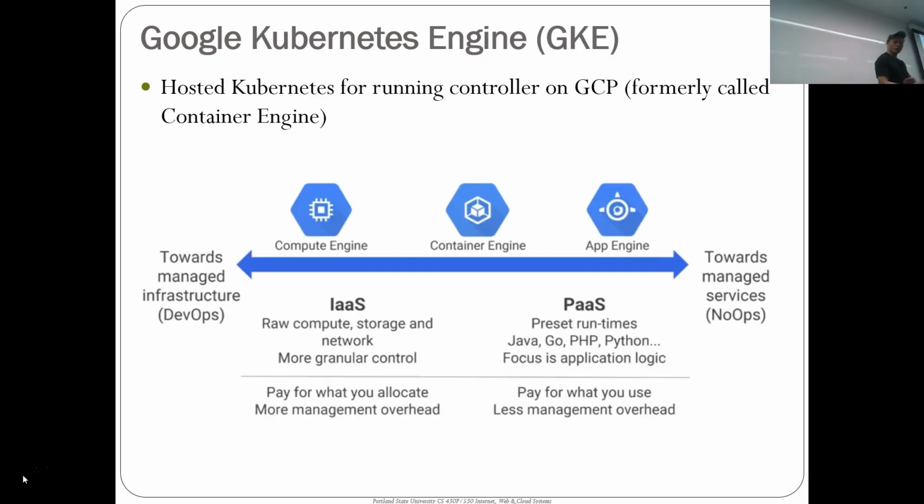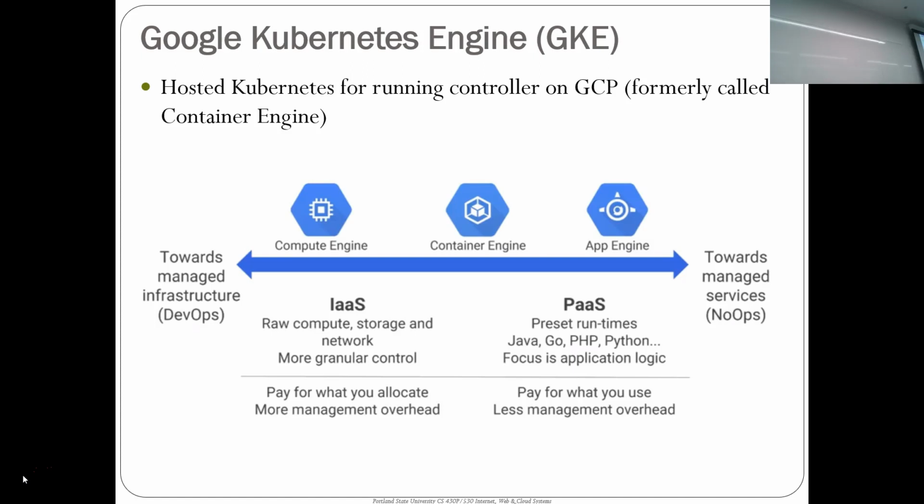And so what we're going to do is work with Google Kubernetes Engine. If you look at this spectrum, we did the thing on the left, managing machines. We did the thing on the right, where there are no machines. We're going to do the thing in the middle now. And that's what Container Engine is.